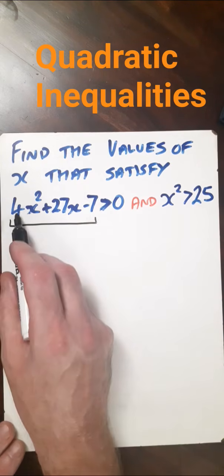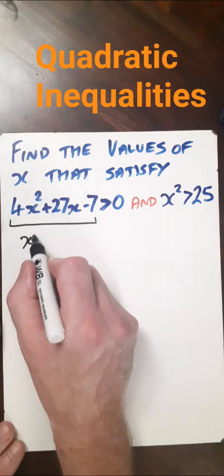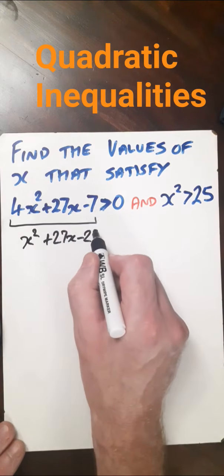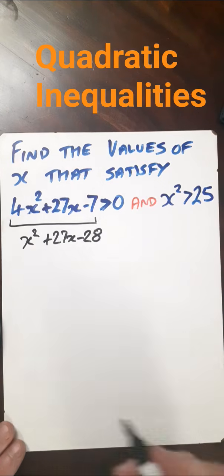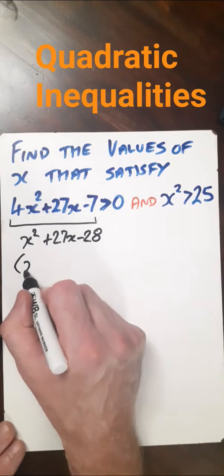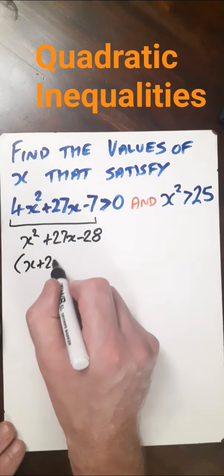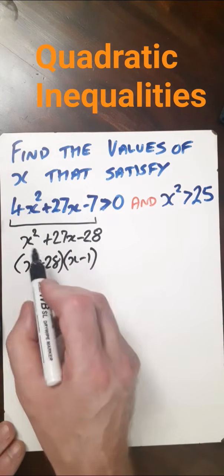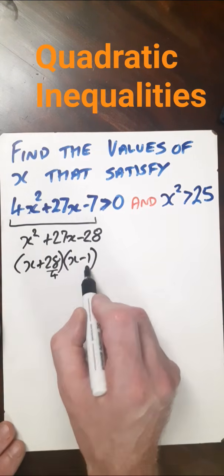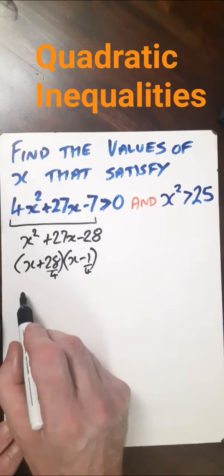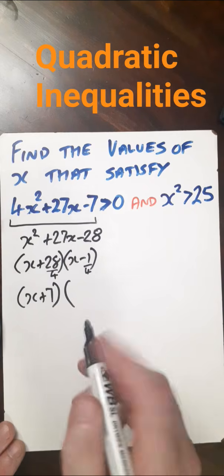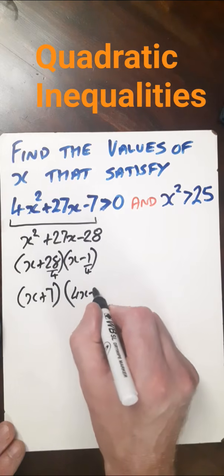So first of all, I'm going to distribute the 4 over here, classic way. So x squared plus 27x, times that by 4, I get minus 28. Then I can factorise and I'll get, because that's plus 27, I'll have plus 28 and minus 1. But that's not my answer because I've taken the 4 out, so divide by 4. So now that's an integer, so I'll have x plus 7. And here, times by 4 because that's a fraction, so I'll have 4x minus 1.